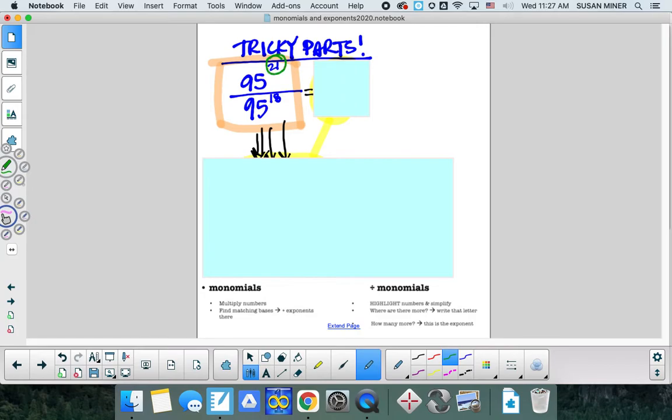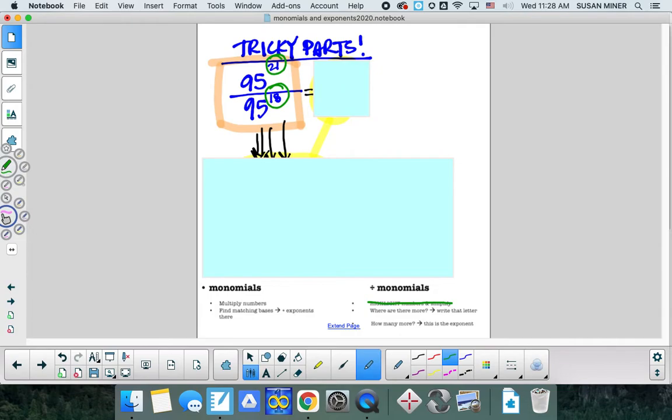This is 95 to the 21st power. This is 95 to the 18th power. These are no longer plain numbers. These are bases. These just became bases. They have exponents on them now. And the exponent is not 1. It is 21 and 18, right? And so in order to figure out what this is, I'm going to have to use my rules of exponents because now they're bases. So normally I would highlight those numbers and simplify. But in this case, now they are bases, and so they follow the rules of exponents.